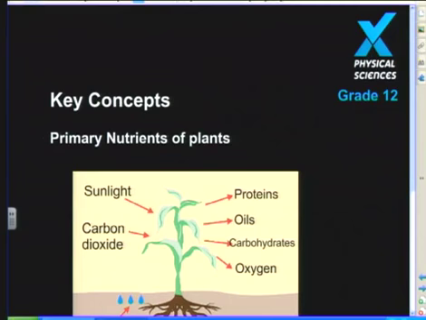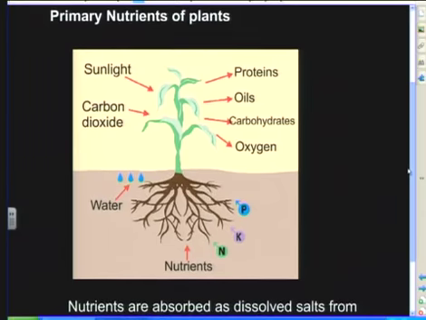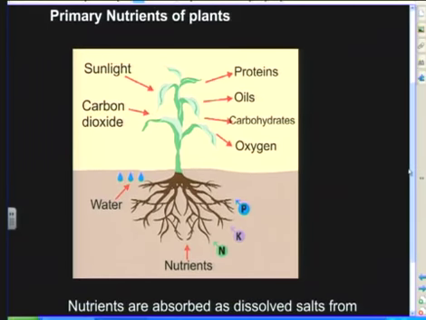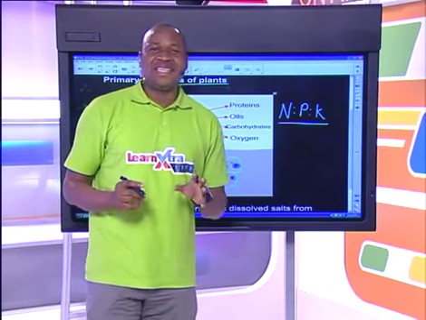Now, quickly, let's have a look at this. I've got a drawing here that talks to what we call primary nutrients. Now, what are primary nutrients? Primary nutrients are phosphorus, potassium, and nitrogen. And you know that we always call this the NPK.